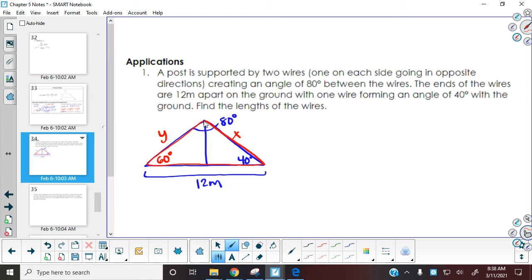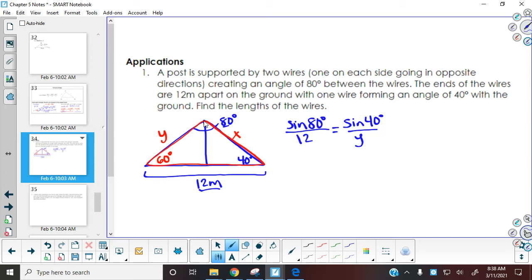So what we can do is use our law of sines to set up our equation. So we've got the 80 degrees and 12 meters opposite each other. So sine of 80 degrees over 12 equals, and then I can do the 40 degrees, and the part that's opposite that is the y. And I can cross multiply, and when I do so, I'm going to get one value.